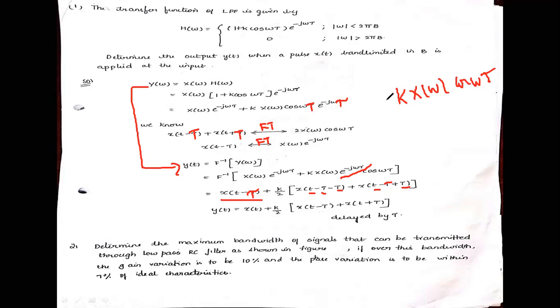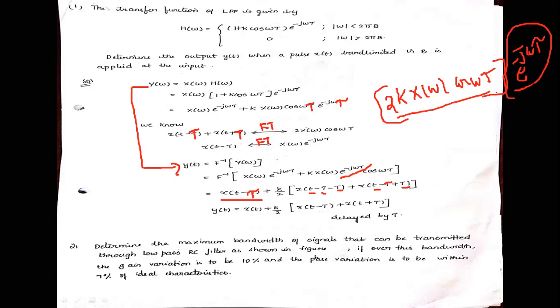And this 2 is also multiplied. For the 2 multiplication, I take it as k by 2. For this only, we got x of t minus T plus x of t plus T, but it is multiplied with e power minus j omega tau. And any function, the frequency domain function is multiplied with e power minus j omega tau.